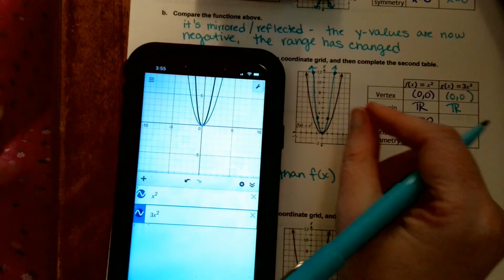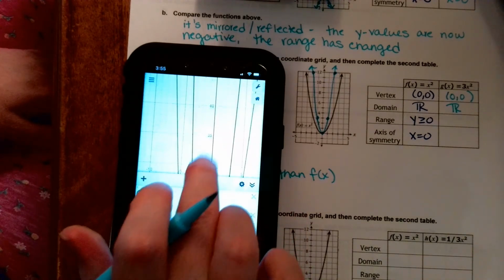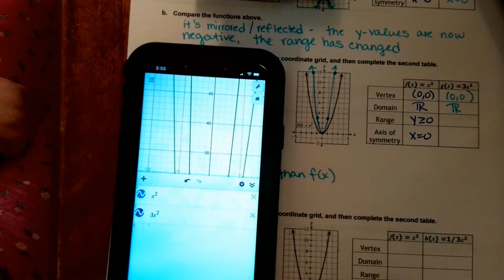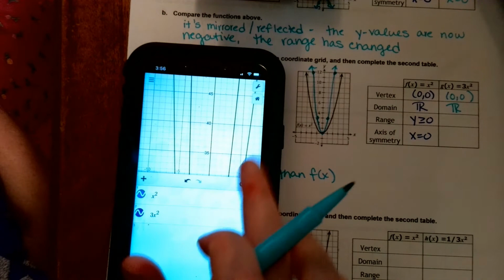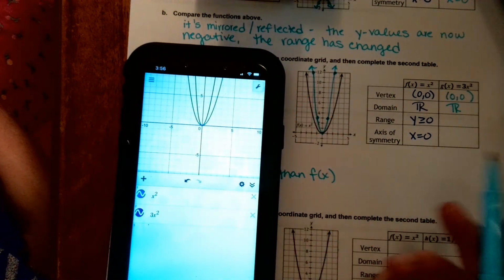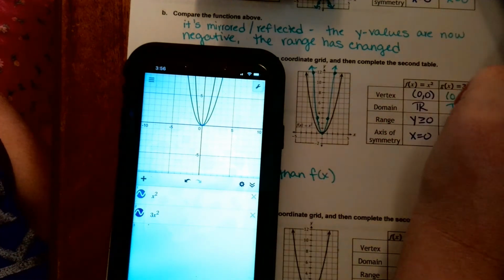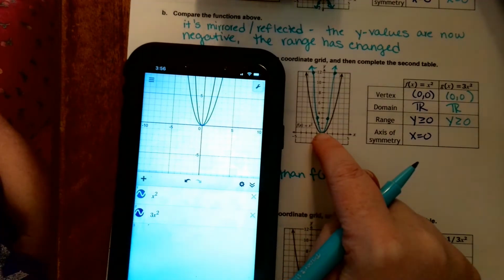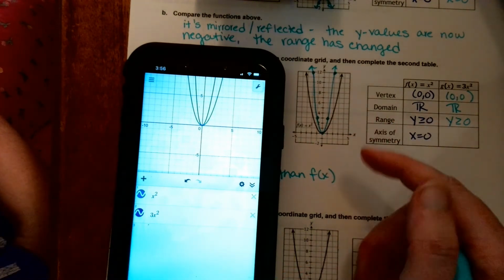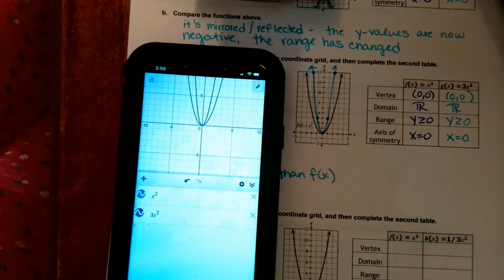Even though it's skinnier, remember, it's still going to get wider and wider and wider. It's just going to take it a little bit longer. It's going to hit your y value before, it's going to get taller before it gets wider. So it's just going to take a little bit longer. But it still should be all real numbers. My range has not changed because 0 is still the lowest y value. And my axis of symmetry has not changed because we haven't shifted left or right. So those should all be the same.